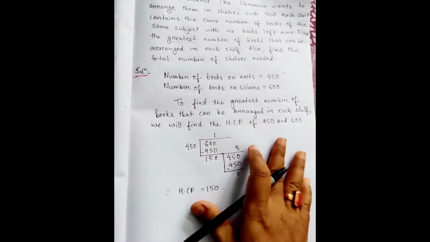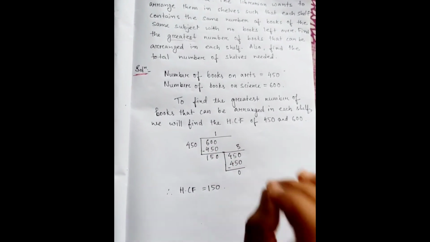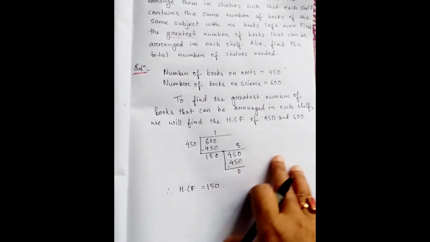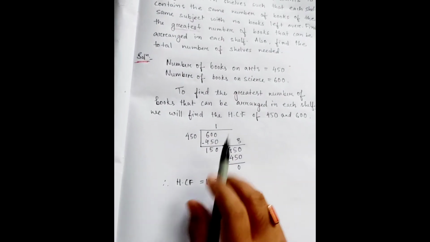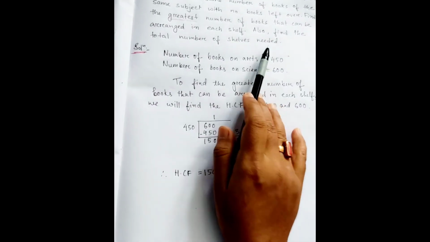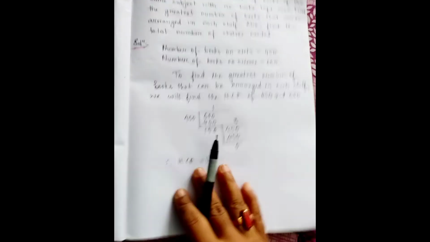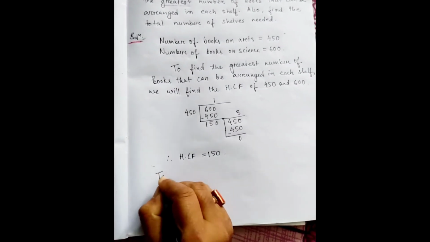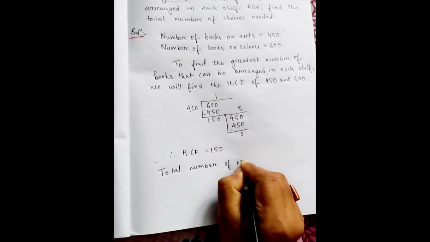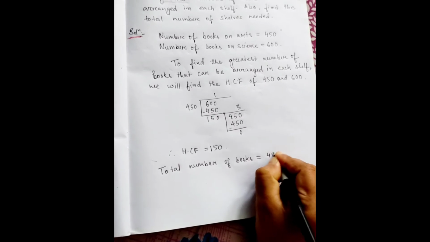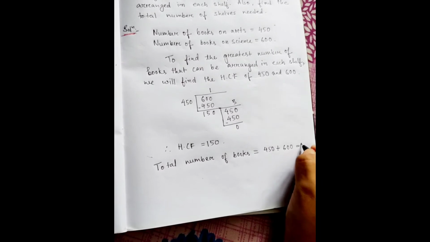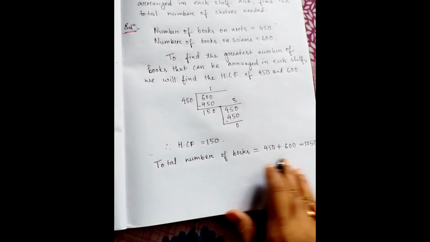So you have got the HCF 150. That means the greatest number of books that can be arranged in each shelf will be 150. Now another question is there: also find the total number of shelves needed. So how many shelves will be needed? How will you find it? First of all you will have to know the total number of books. Total number of books is 450 plus 600, that means it will be 1050. So this is the total number of books.